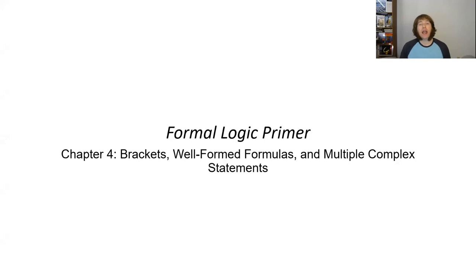Today we're taking a look at the fourth chapter of the Formal Logic Primer. In this chapter we're going to really look at three interrelated things. We're going to look at brackets and how those get used, well-formed formulas, which is just a term to pick out a correctly formulated statement, and multiple complex statements. So really we're building on what we've seen in chapter 3.